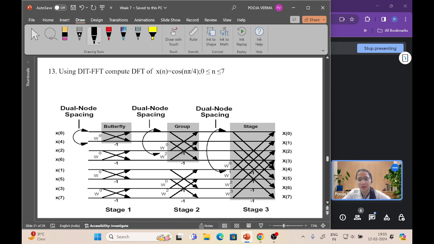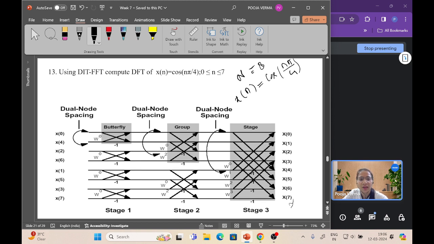Using the DIT FFT, compute the DFT of x(n) equal to cos(n pi/4), where n varies 0 to 7. So it is a DIT, decimating in time. So here the input must be in bit reversed order and the output is in normal order. The total number of samples is 8, right? And x(n) is given as cos(n pi/4), where n varies 0 to 7.